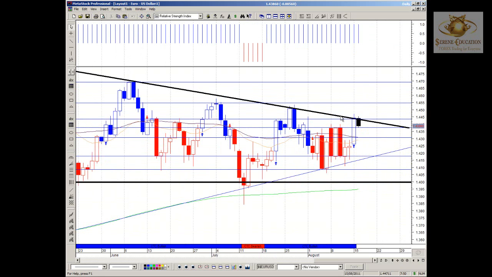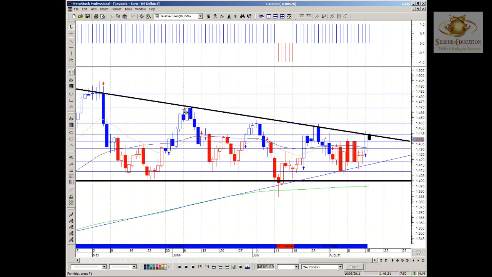However, I need to see a close higher than this intermediate downtrend, which has been governed by the ceiling level here. A break and close higher than yesterday's high of 1.4471 would definitely indicate to me that we're going to see further upside, and I'd be looking at 1.4550, 1.4700, and ultimately 1.4850 as our next possible targets.